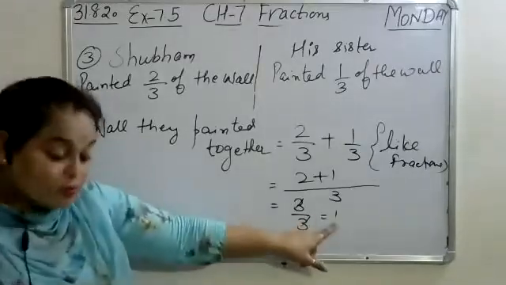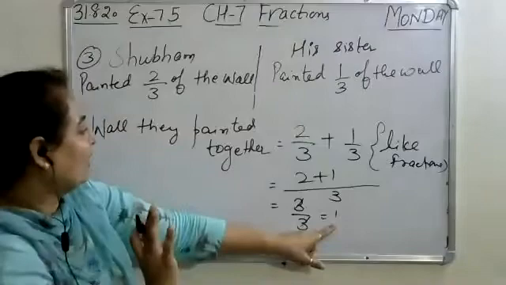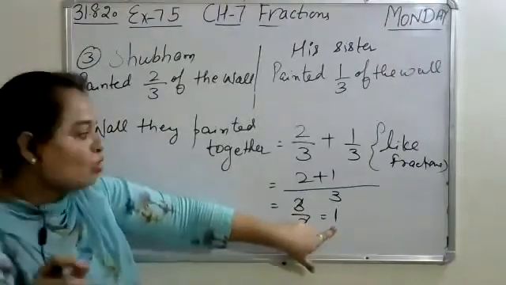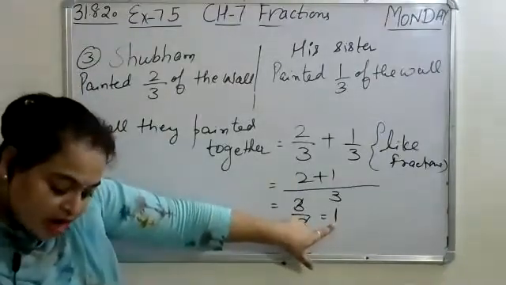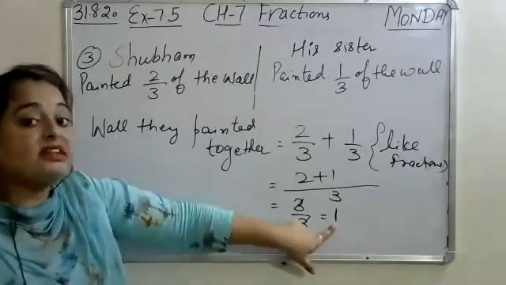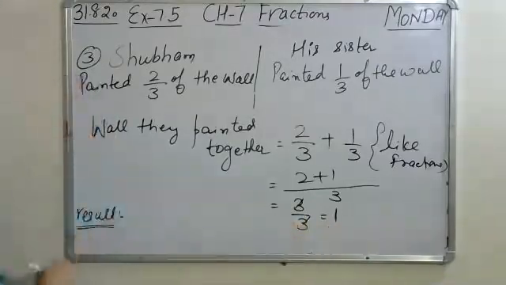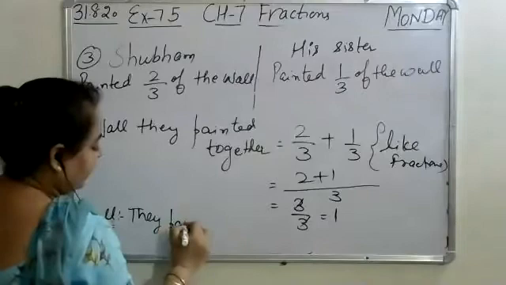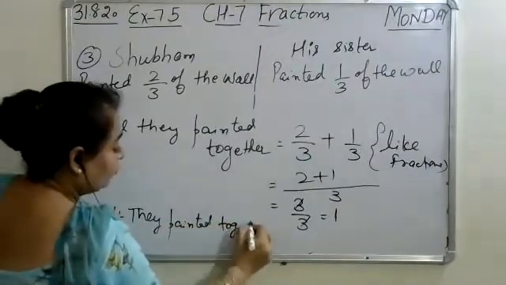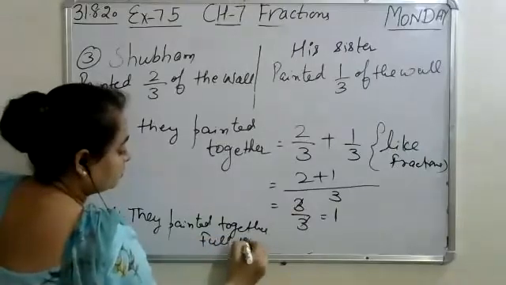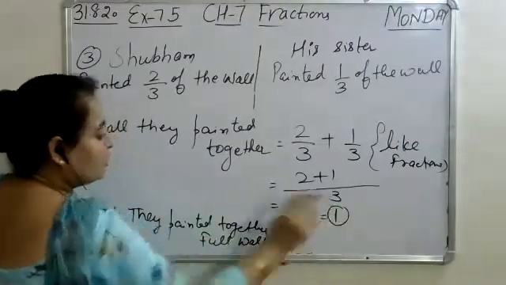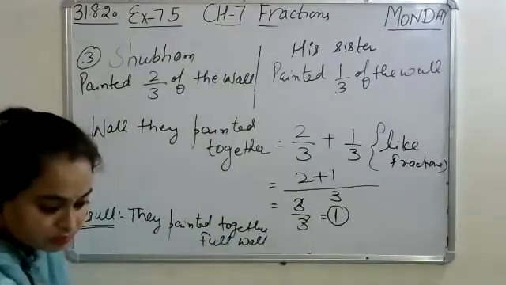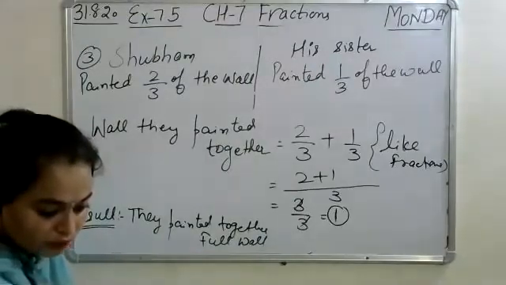What is the meaning of one? One means full wall they painted together. One is a whole number. So the question is, how much did they paint together? They painted together full wall. So in the result you will write here, they painted together full wall. One is a whole number, one means complete. So note down, all of you.